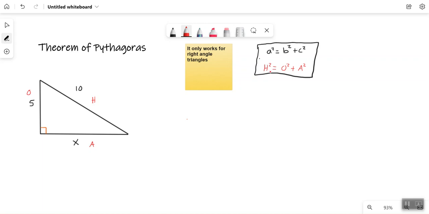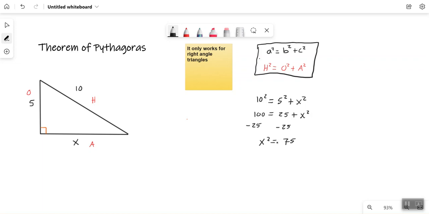Now we can use this formula. We take the values from the triangle and plug them into the formula. So we have 10 squared is equal to o squared, which is 5 squared, plus x squared, and x is what we're trying to work out. So 10 to the power of 2 is 100, which equals 5 fives is 25, plus x squared. We want to get x squared on its own, so we have to minus 25. If we minus 25 from one side, we have to minus 25 from the other. So these will cancel out, and you'll be left with x squared is equal to 75.